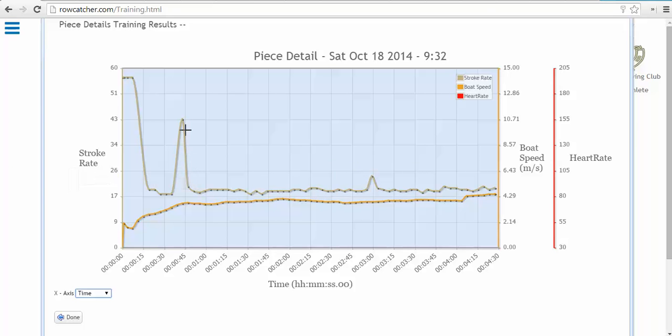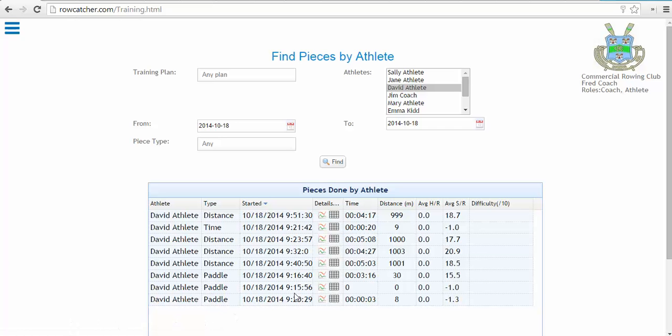We have a slight glitch here in our calculations of stroke rate. It's saying 43, but in actual fact I would think that that rate there was about 21, and we've reported it as double the actual rate, unfortunately. That's a glitch that we've almost eliminated from Rowcatcher, but it comes in the odd time.